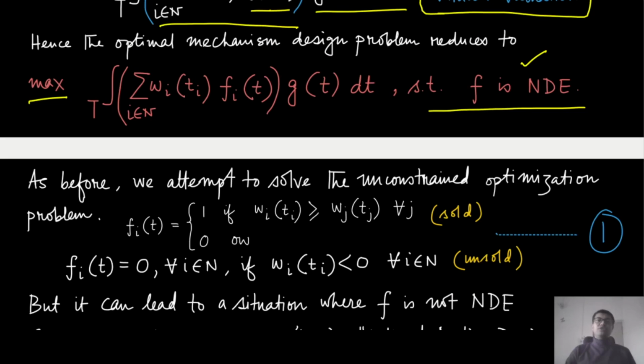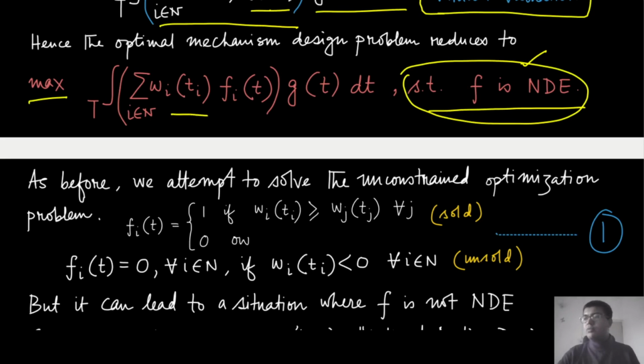So as before, we are going to solve this problem ignoring this constraint. Suppose this constraint did not exist, then what would have been the right thing to do? Of course, if w_i(t_i) were negative for all these players, then very naturally f_i(t) should also be 0 for all these players. That means the object is unsold. That is the optimal mechanism. But if there was at least one w_i(t_i) which was positive, then we could allocate the object to the one whose virtual valuation is the highest. So in this type profile, we look at which of these agents has the highest virtual valuation and allocate the object to that agent, and for all the other agents the allocation is 0. So in this setting, it is solved.